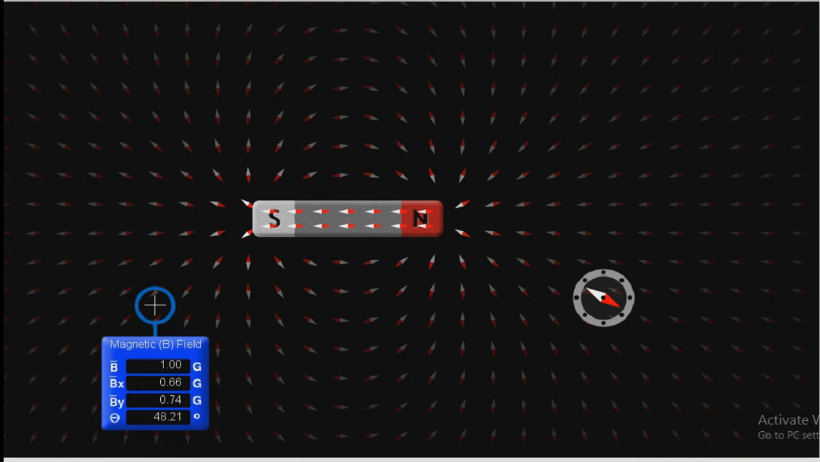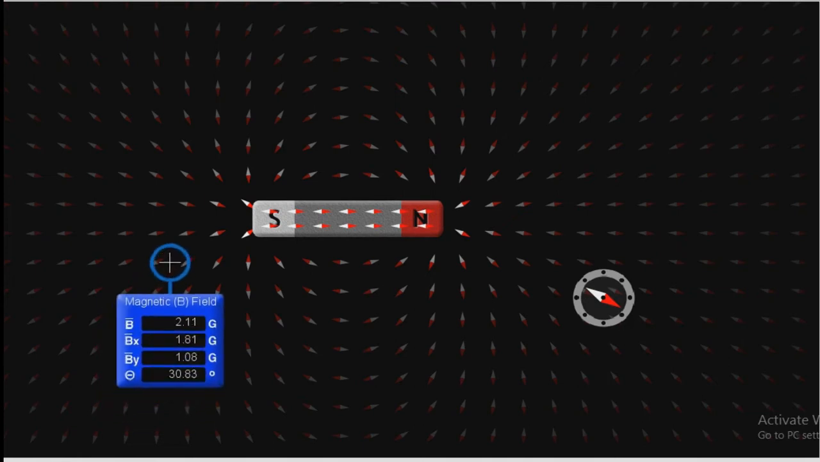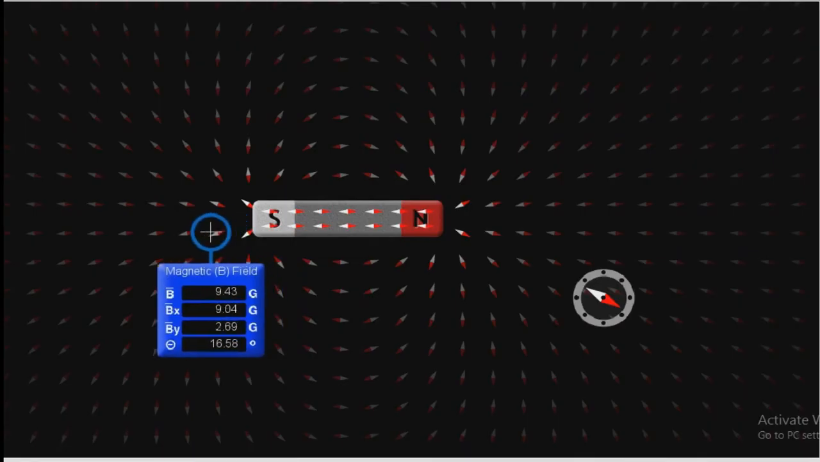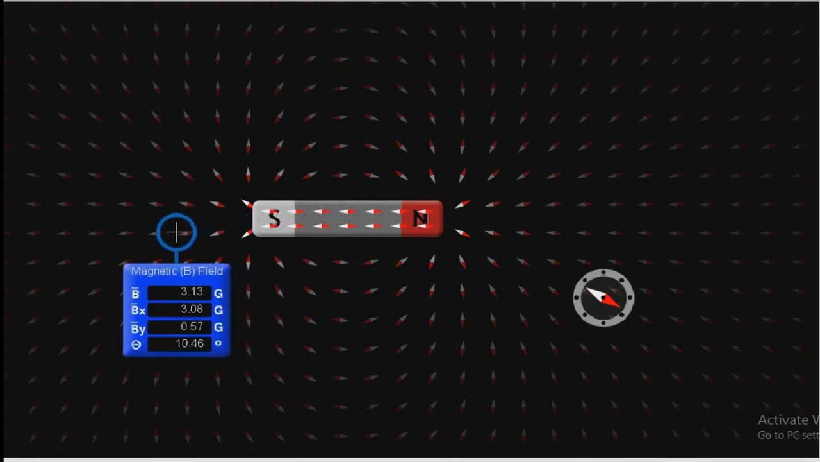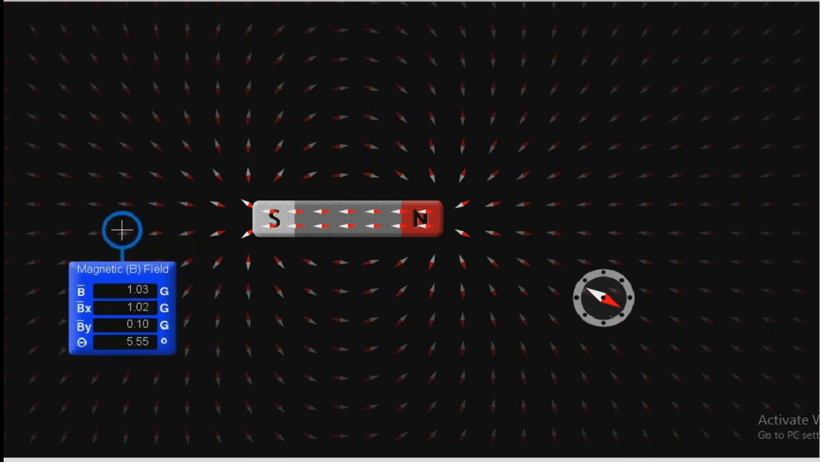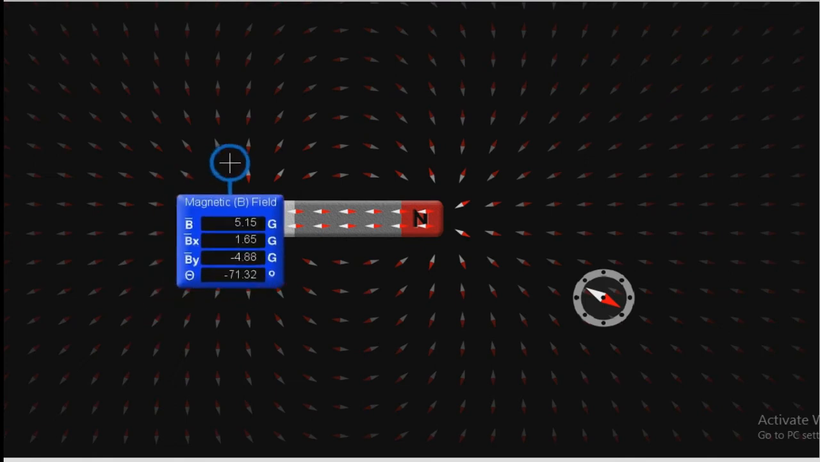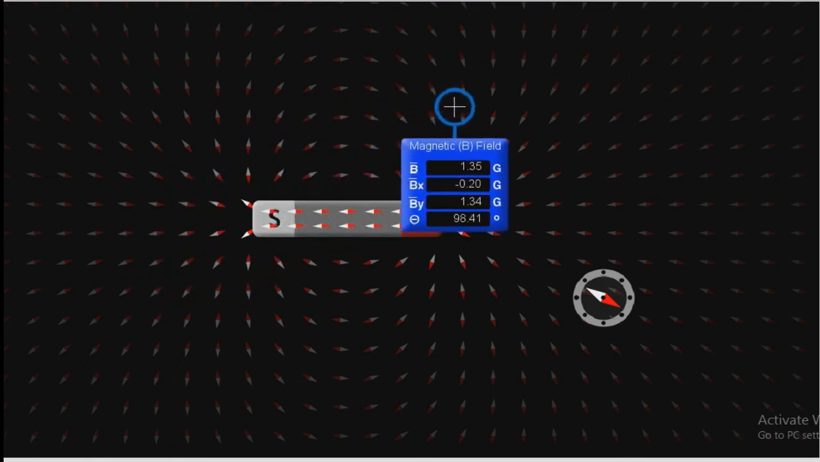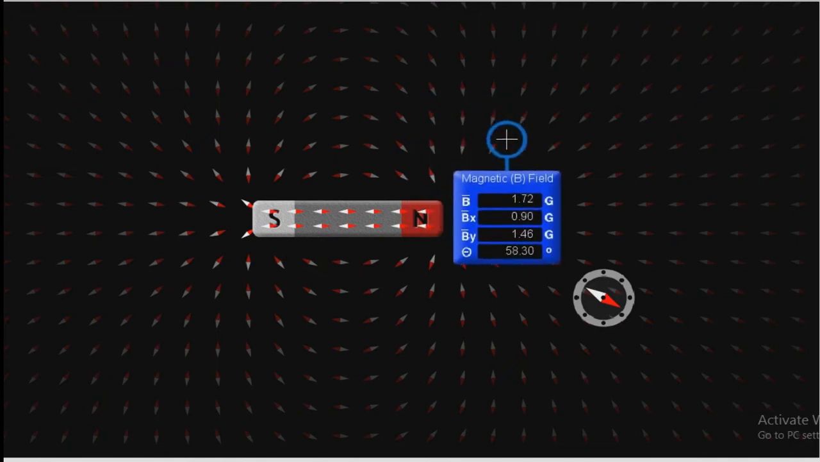Now see, at a certain distance we have the magnetic field strength B equal to 1 Gauss. Bx is equal to 0.66 and By is equal to 0.74. If we go nearer, you can see the magnetic field strengths are increasing. It is found to decrease with 1 by r square. So B is inversely proportional to r square.